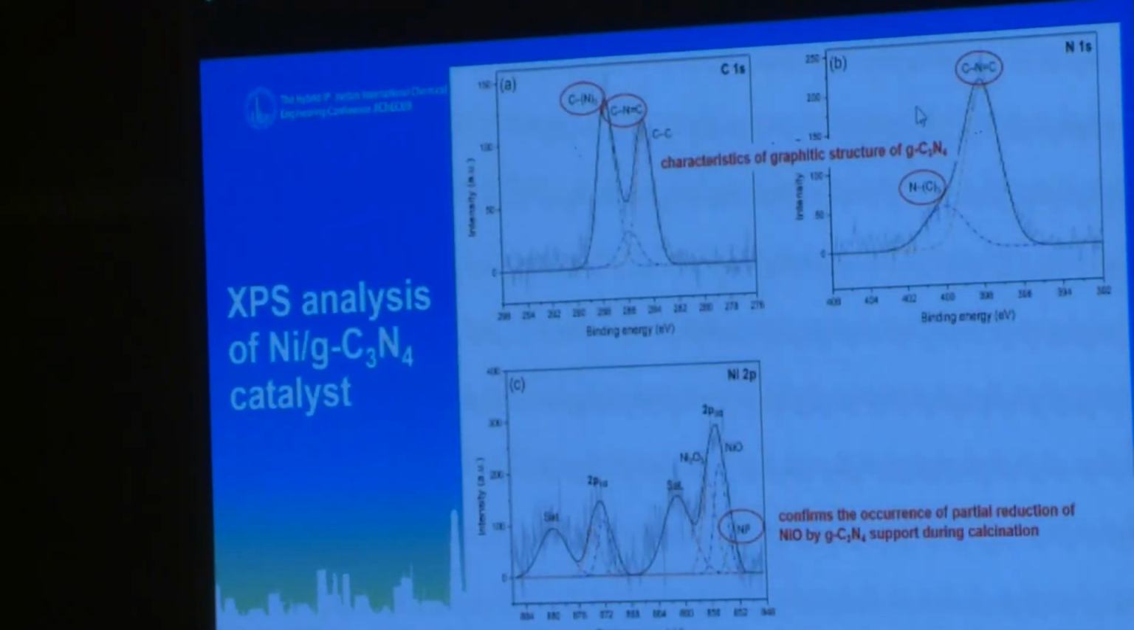So now we proceed to the XPS analysis of the nickel supported carbon monoxide catalyst. We can see based on the spectra C1s and N1s, it shows the presence of the C-N bonds in the catalyst, which confirms the characteristics of the graphitic structure of the support. Furthermore, the nickel 2p scan shows the presence of metallic phase, which confirms the occurrence of partial reduction of nickel oxide by the support during calcination, consistent with the XRD data.